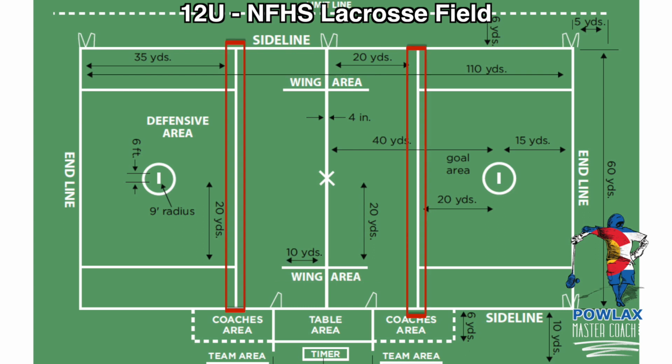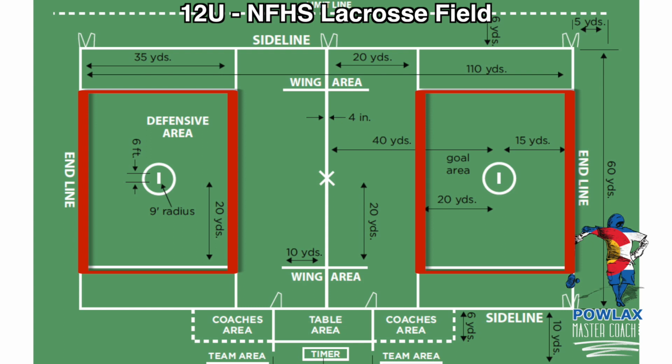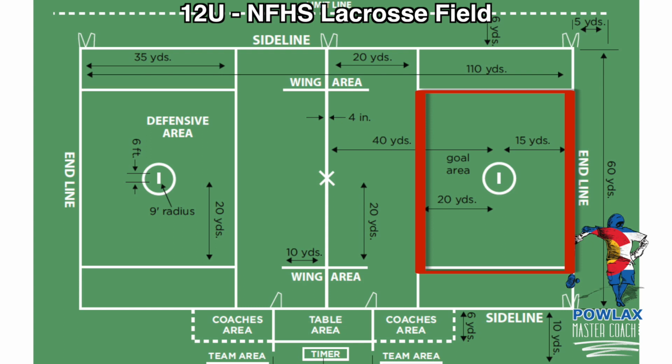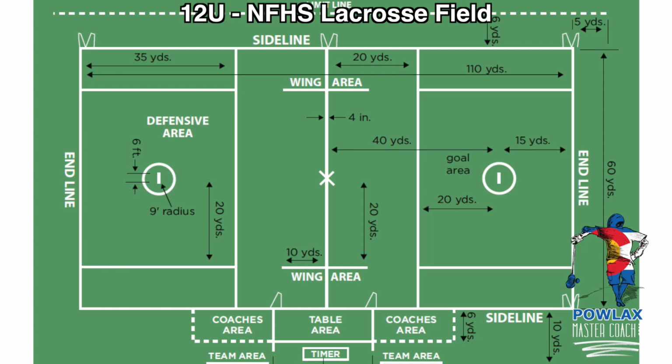The restraining lines move from sideline to sideline and are placed 20 yards from the midline on both sides of the field. Next, we have the box. The box is a rectangle made by using the restraining line, end line, and a continuation of the wing lines between the restraining line and end line. Finally, 2 6-foot by 6-foot goals with a 9-yard radius crease will be placed 40 yards from the midline and 50 yards from the end line in the center of the field.